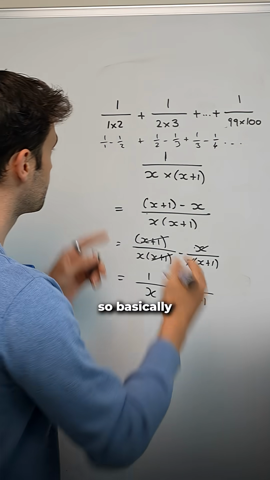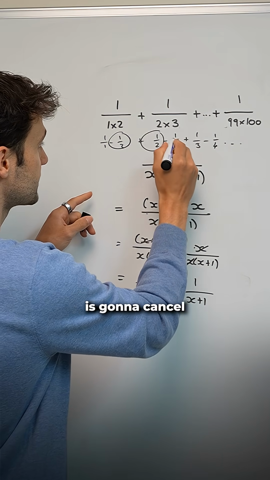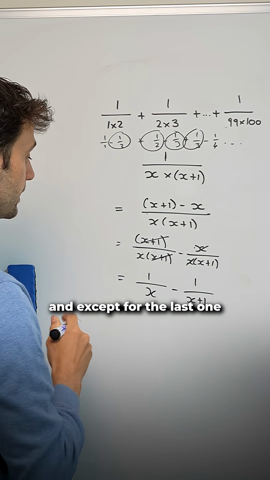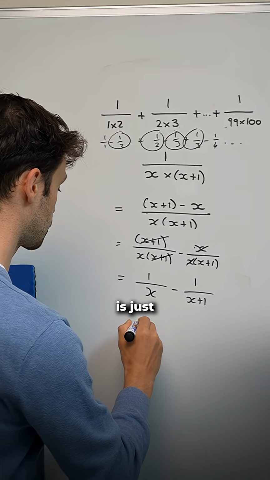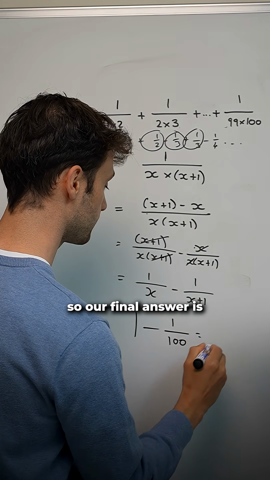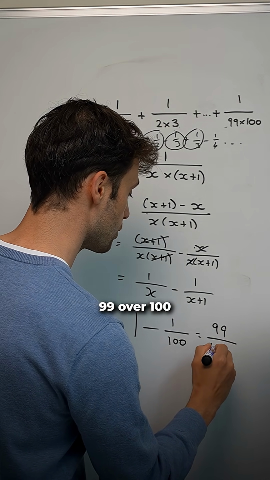This will continue. So basically, each of these parts is going to cancel, except for the first one and except for the last one. So what we're going to be left with here is just 1 over 1 minus 1 over 100. So our final answer is 99 over 100.